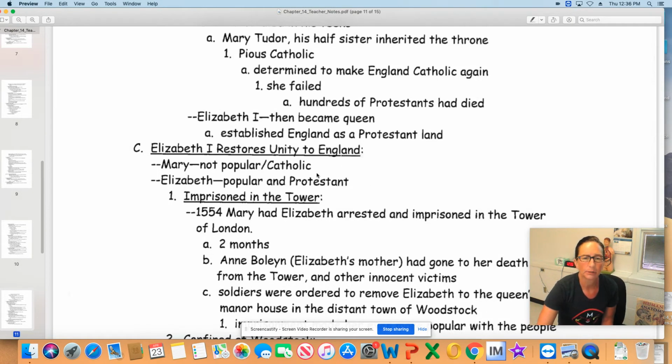Mary is not popular. She's Catholic, and part of that is because she took away the process of allowing people to recant. A lot of Protestants were killed during this time period, and she will even imprison her own half-sister in the Tower of London. Elizabeth was very popular. She was Protestant, and she was tolerant of all religions.